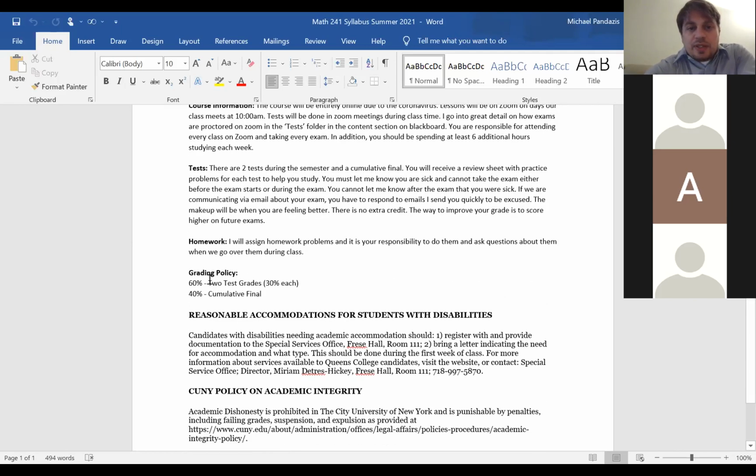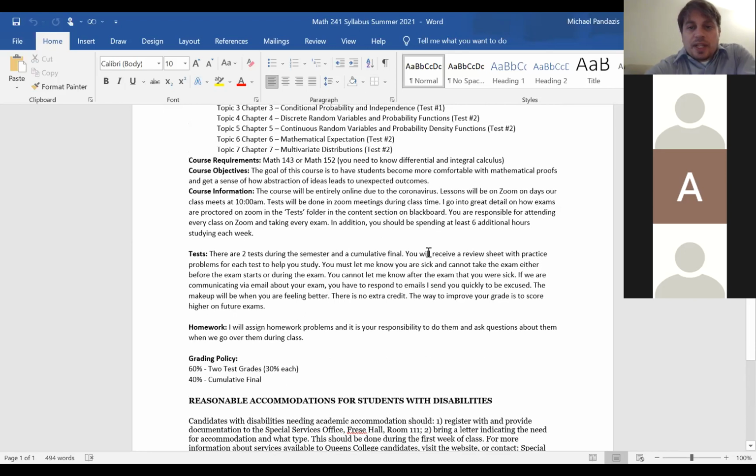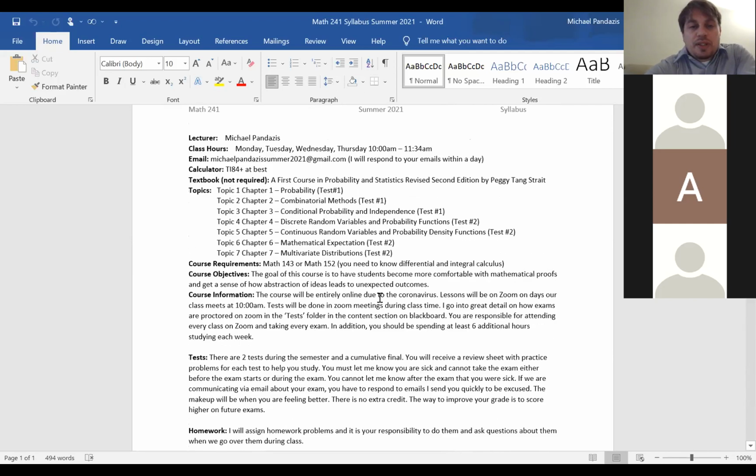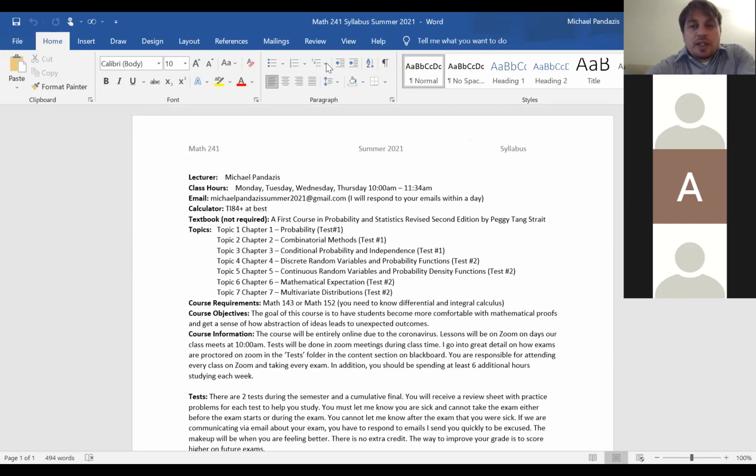Right in here it says 2 test grades, 30% each, and so this test is 30% of your grade. And the review sheet is online on Blackboard, and you can go on now. It's been there since the start of the semester.